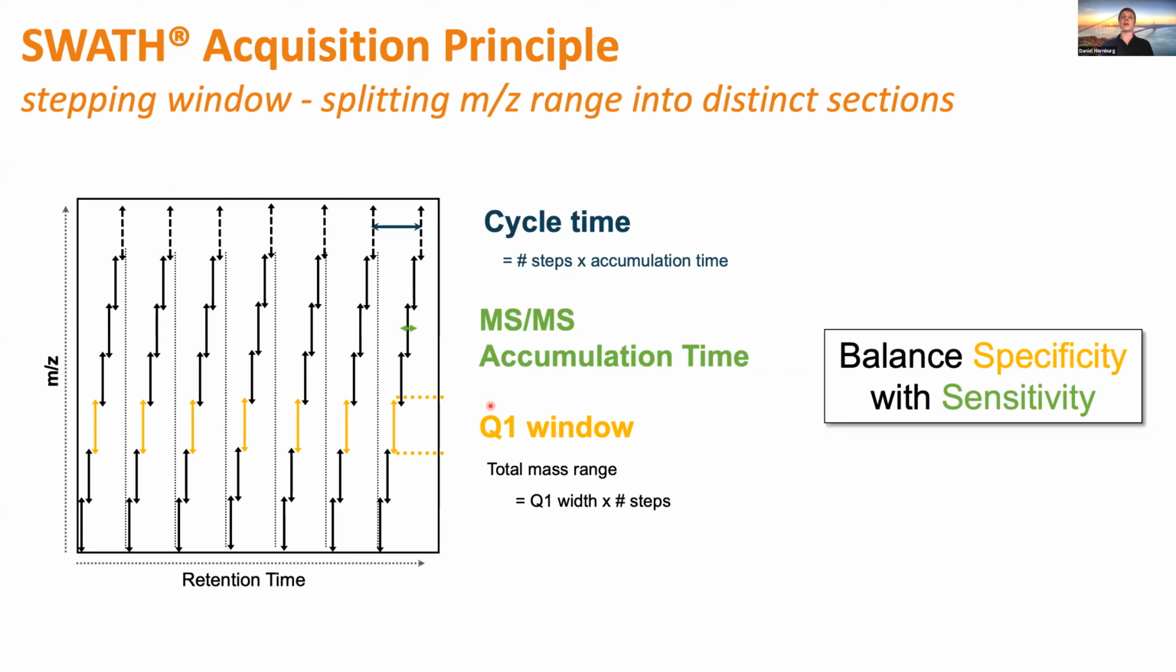The problem with having very large windows, obviously, is that you add complexity to your fragmentation spectra, which can then compromise the specificity. In the ideal case, you would have a very small window which only isolates a few precursors, so that the complexity is pretty low, but then you don't step fast enough through the gradient through the M/Z range. So there's always this balance to be met.